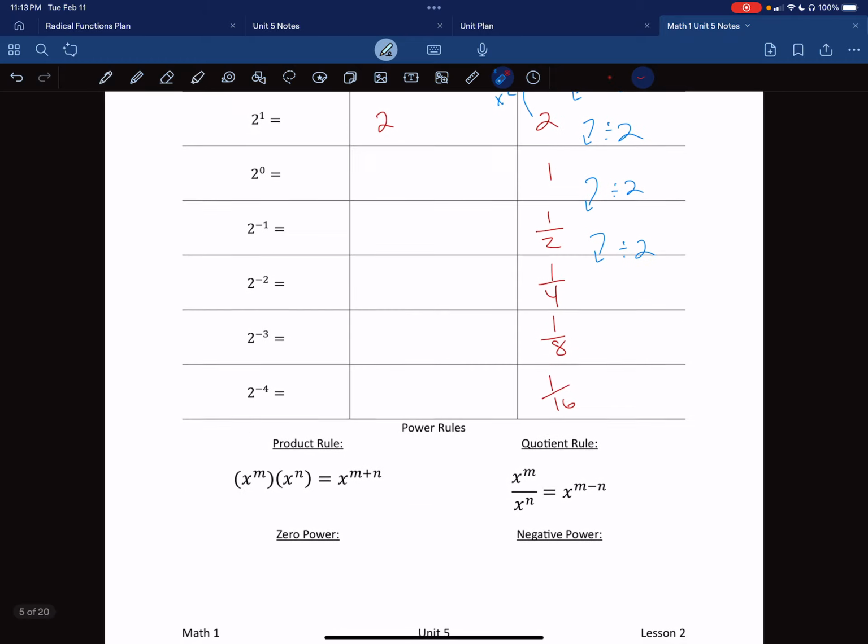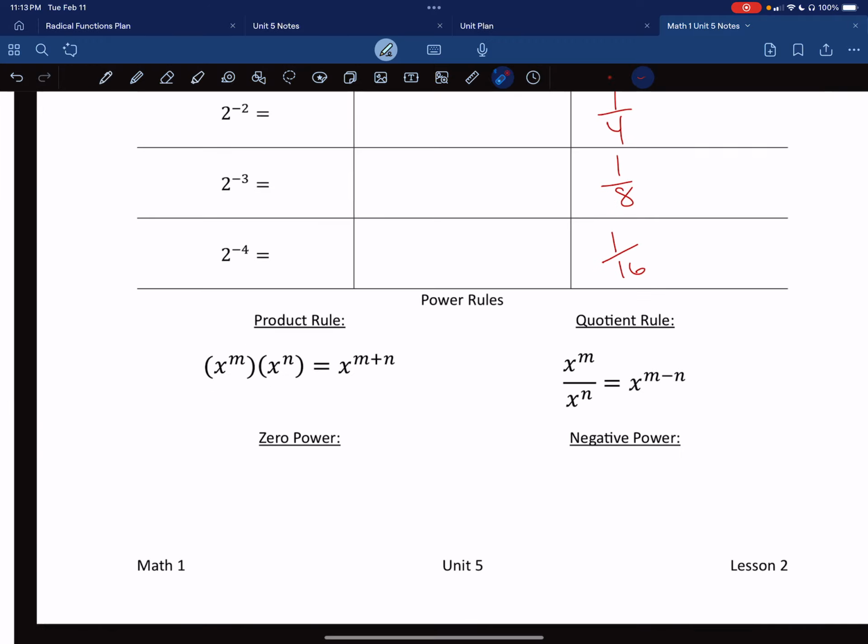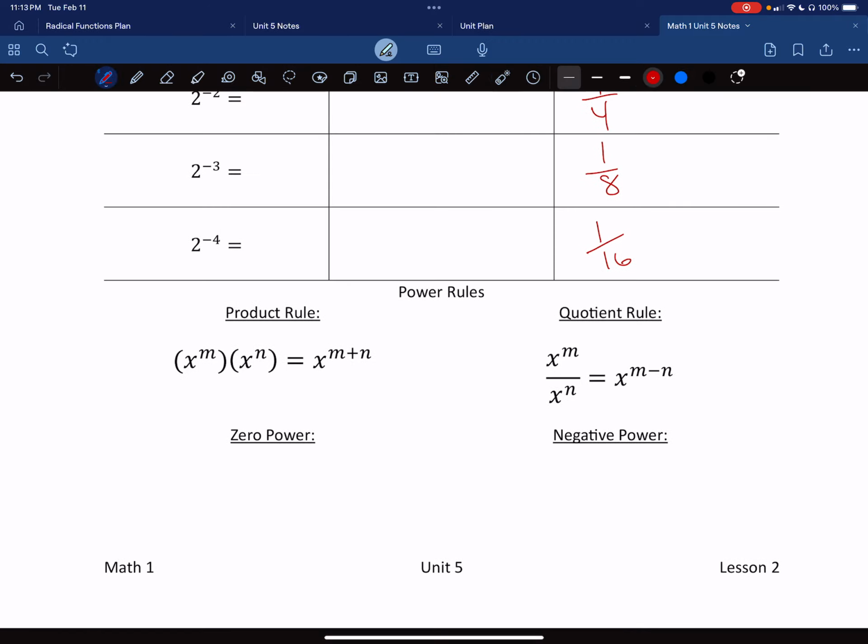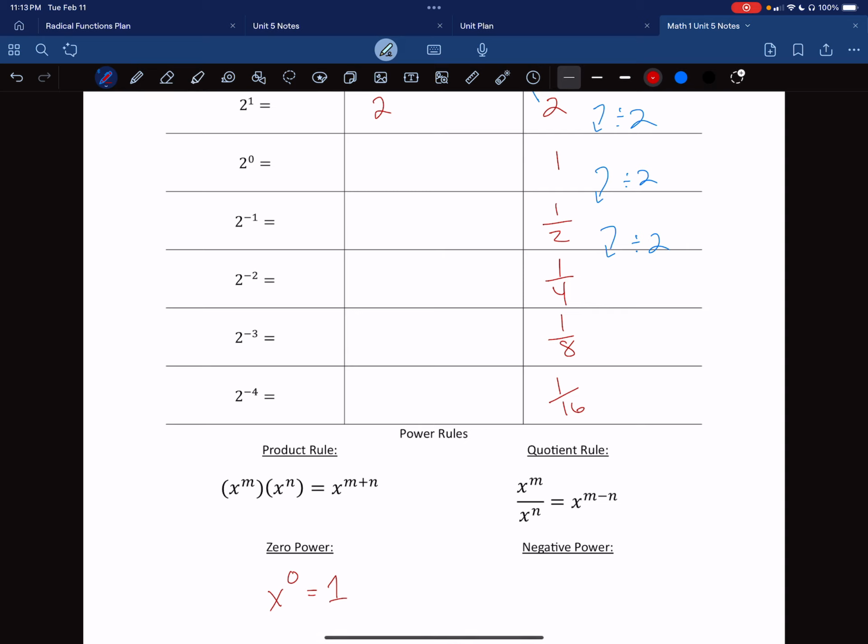So when you go down here, we already had the product rule, we have our quotient rule. Anything to the 0 power will always be 1, right? So when we talked about this rule right here, to the 0 power, that goes for anything. I could say 5 to the 0 power is going to be 1. A billion to the 0 power is still going to be 1. Okay. If we're talking about negative powers, all we're going to do is flip our number.